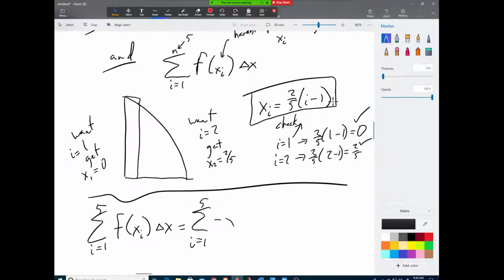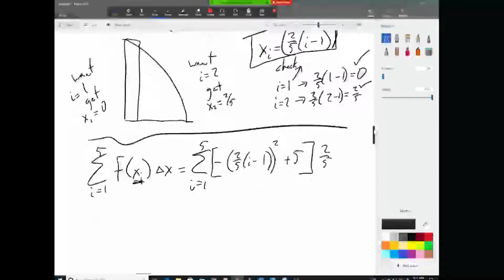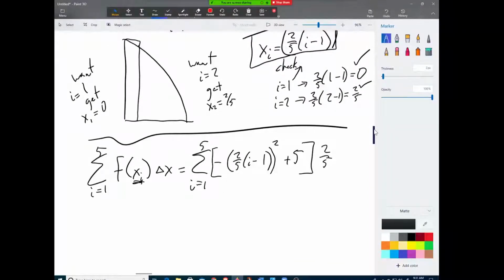Our function was negative x squared, except let's not put in the x squared yet because we're going to plug something in there, squared plus 5, and then we're taking all of that times our delta x, which was 2/5, and where the xi is, we're going to plug in what xi equals. So that's going to be 2/5 I minus 1, and from here on out, it's an algebra problem. It's not the prettiest algebra problem, but it's just an algebra problem.